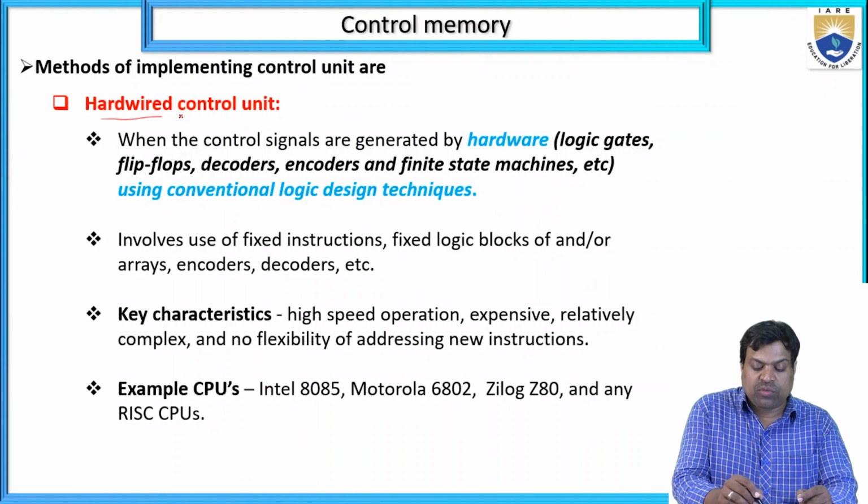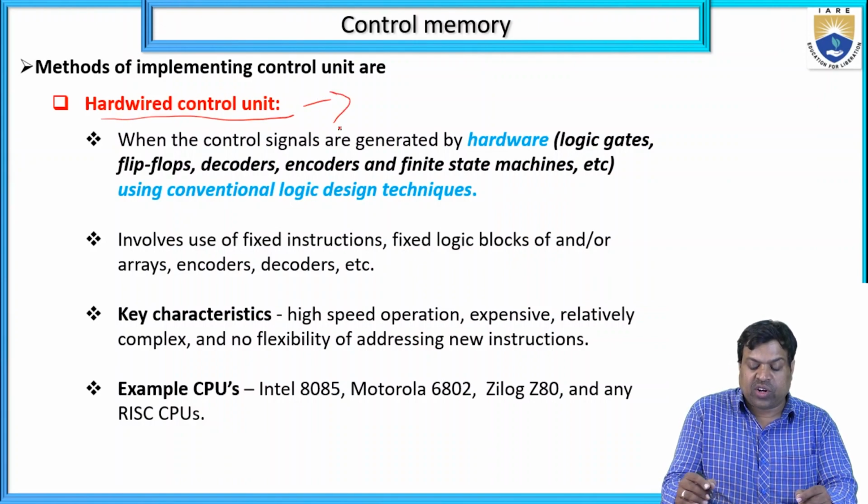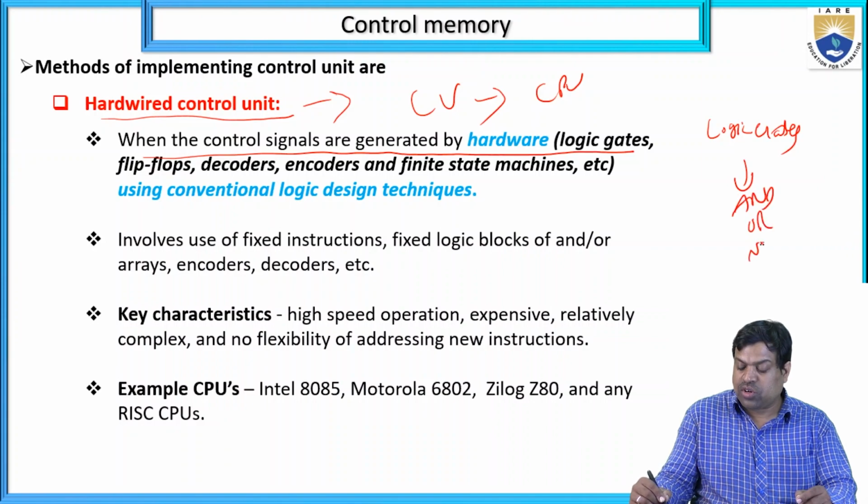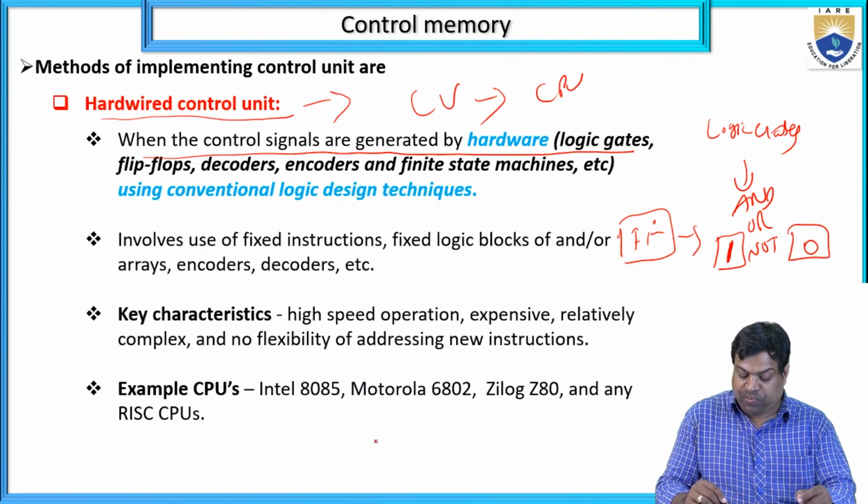So how do we operate the hardwired control unit in the CPU? First, the control signals are generated by the hardware. What does that mean? Logic gates. Already we know these: AND, OR, NOT, NAND, NOR are the logic gates. And flip-flops. What is the use of a flip-flop? It stores one bit of information, so binary 1 or binary 0.